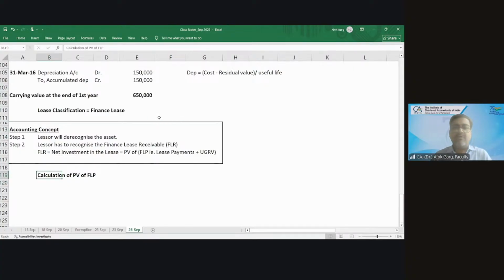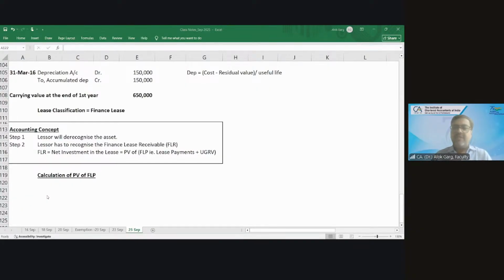Anyone who has any doubt up to this part? Ayush, Mamta, Chitra, Leela, Neha. Anyone who has any doubt up to this part? No doubt? Very good. No, sir. Okay. Clear.